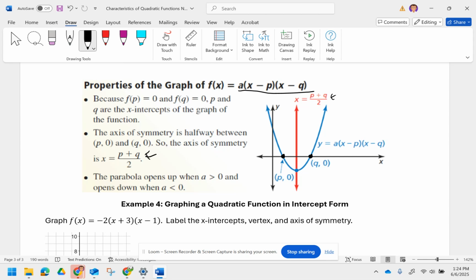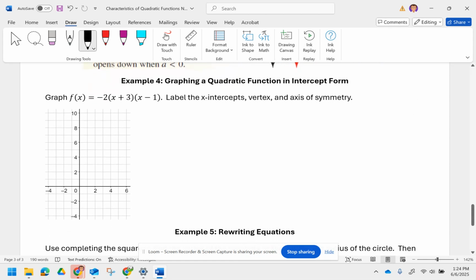And then to find where the vertex is, we can simply input that value for p plus q over 2, and that'll help us to find where the vertex is. So let's try this out. We want to graph this function, label the x-intercepts, the vertex, and the axis of symmetry.